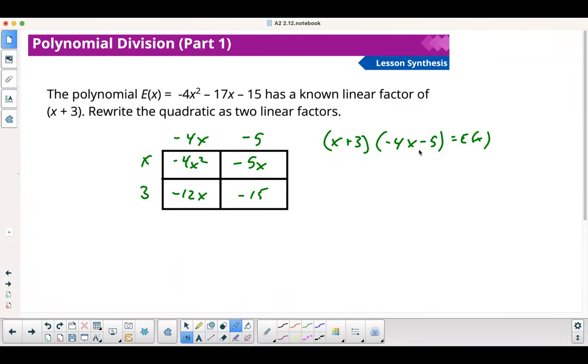All right, now why is that useful? Because now I can get my x-intercepts. I know my y-intercept is right here. That's my y-intercept. My x-intercepts are now x equals negative 3. This one I might have to make an equation because I might not be able to do it in my head. Add 5 to both sides. Divide by negative 4. You get, those are your x-intercepts, okay?